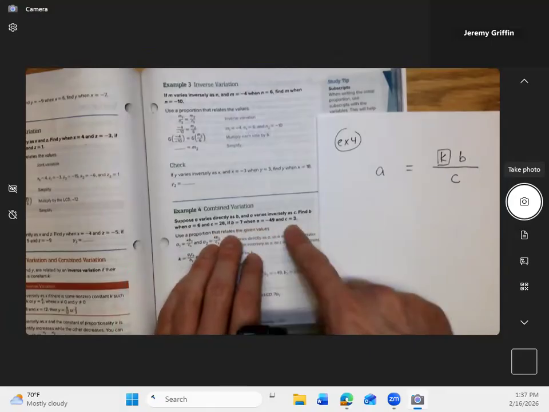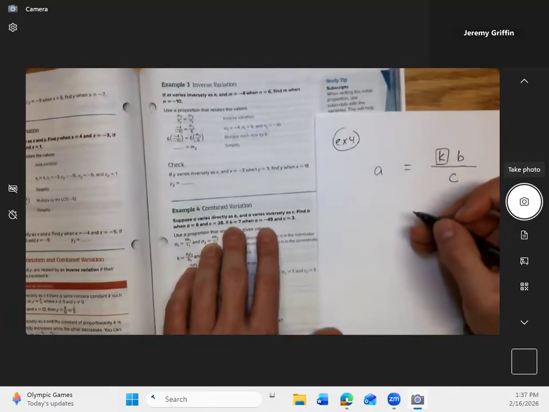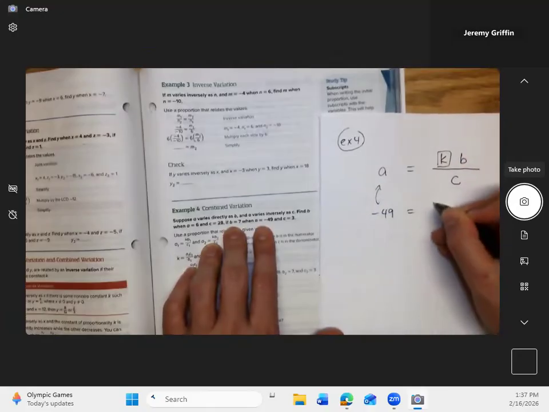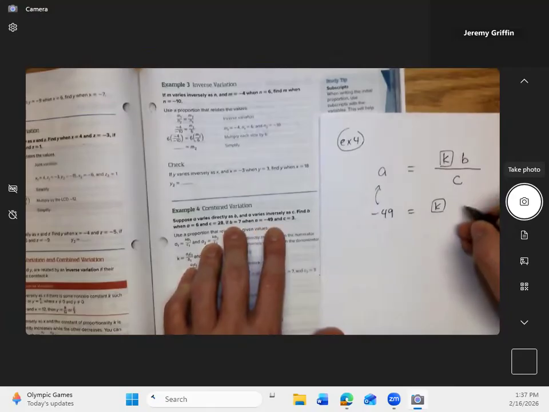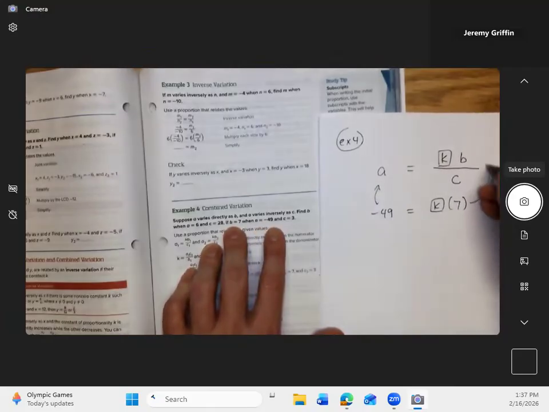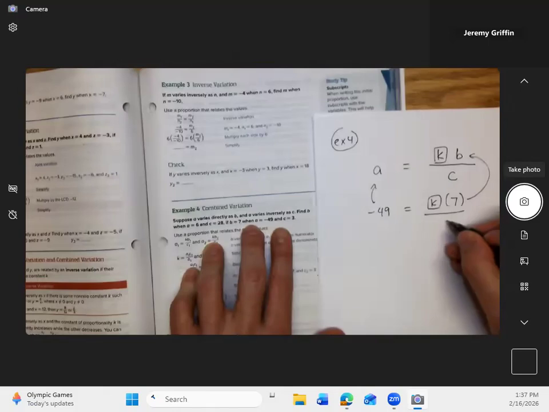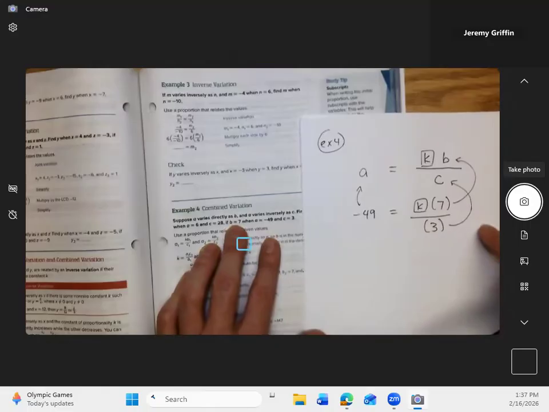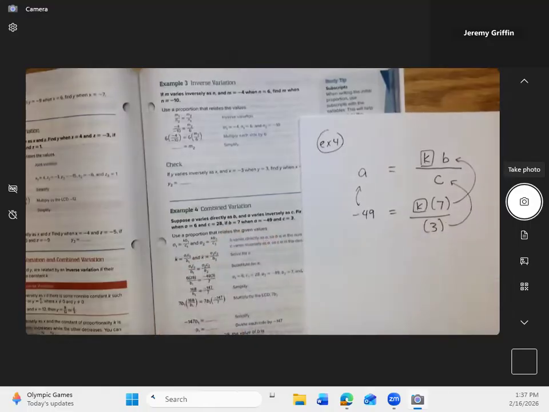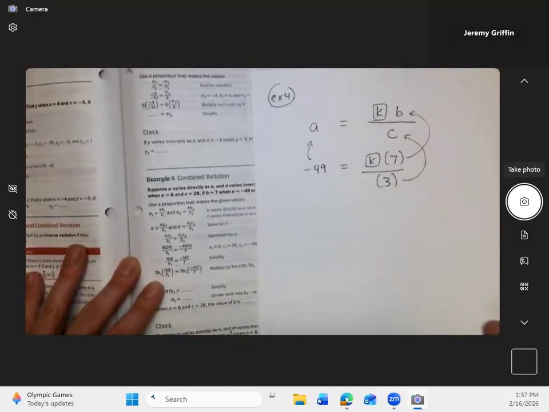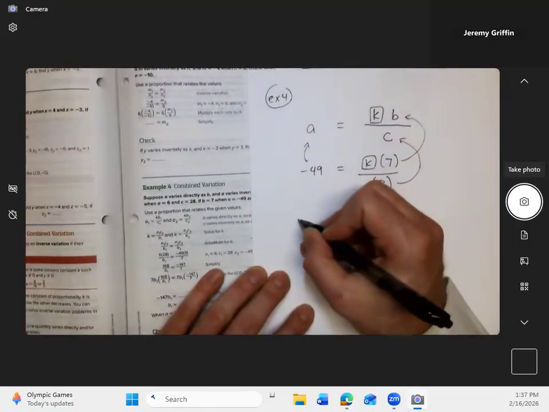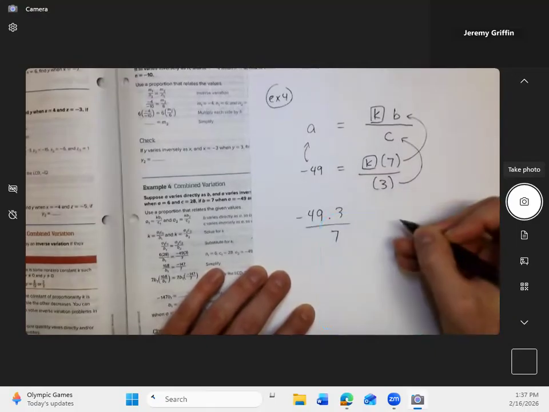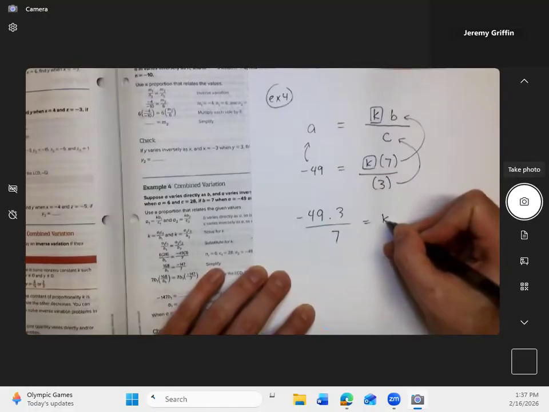That very last statement right there, I'm going to plug those values in. When A is -49, that takes the place of A. B is 7, so that takes the place of B. C is 3, takes the place of C. By setting it up this way, I can solve for this constant K, and then I'll have an explicit equation, and then I can solve anything I want. So let's take that -49. I'm going to multiply this 3 and divide it down to 7. That will tell me what K is.